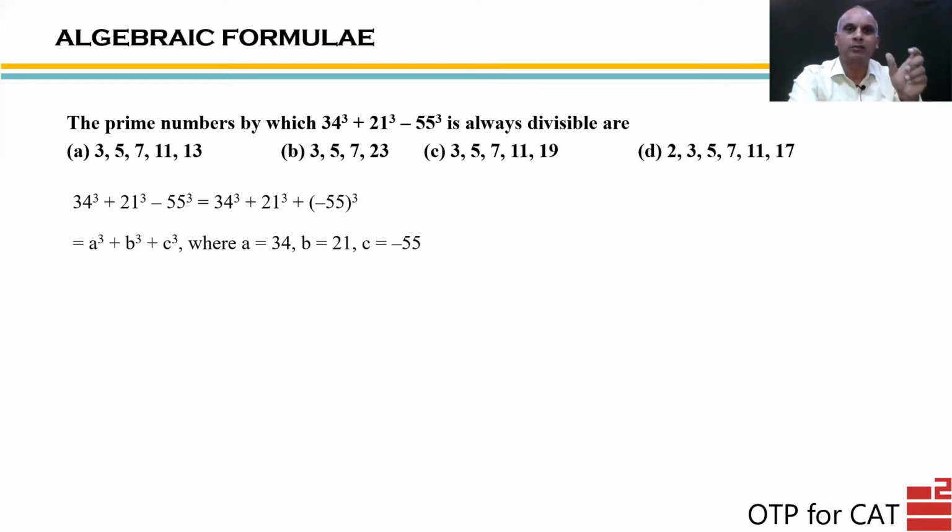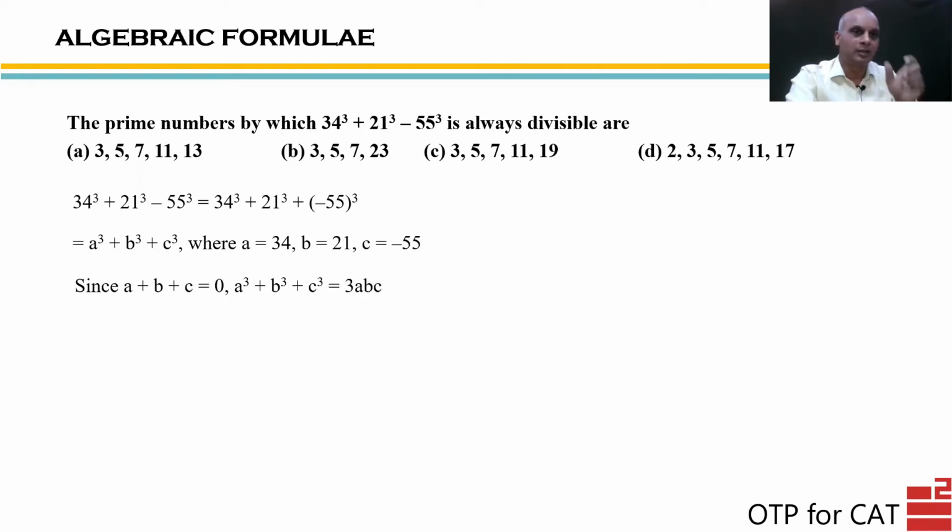Then the question becomes: a cube plus b cube plus c cube is divisible by what? Now the expression becomes a cube plus b cube plus c cube, where a, b, c are these values. Keep in mind that c is minus 55 and not just 55. If I recall the deductions, here a plus b plus c is 0. See this, 34 plus 21 plus minus 55 is 0. And since this is 0, what was the deduction saying? The deduction was that if a plus b plus c is 0, then a cube plus b cube plus c cube is equal to 3abc.